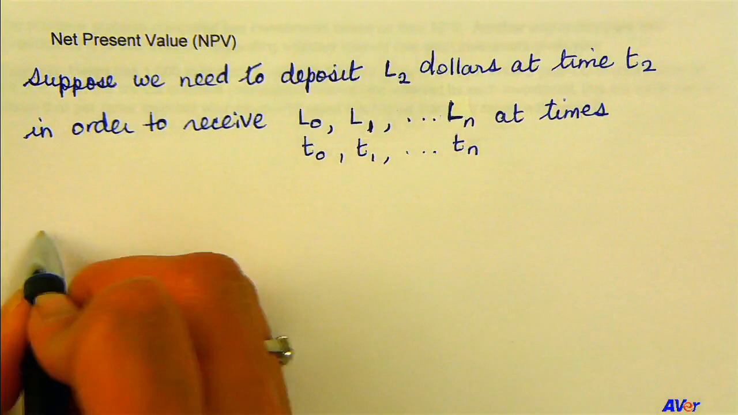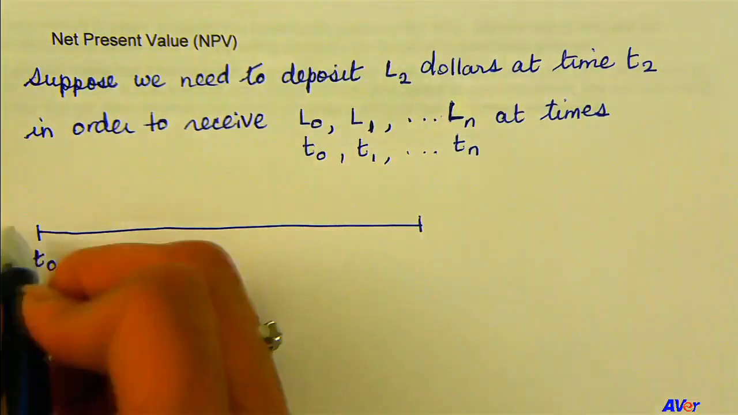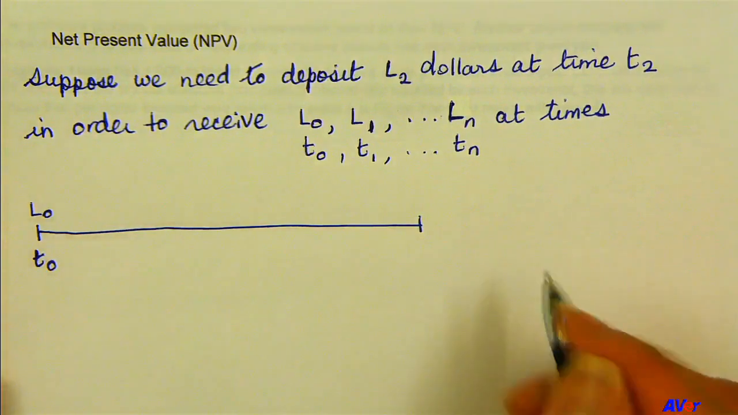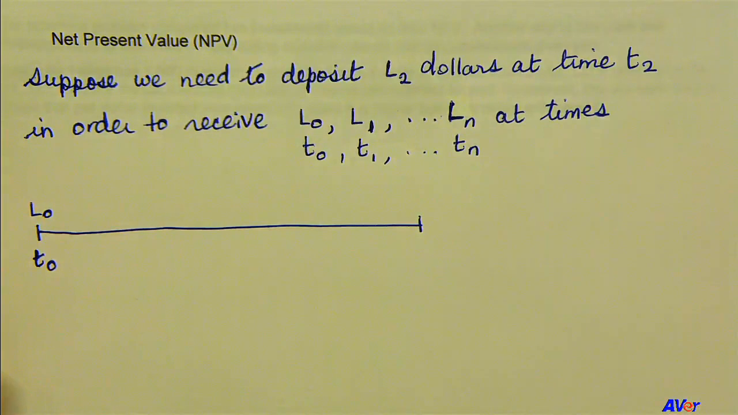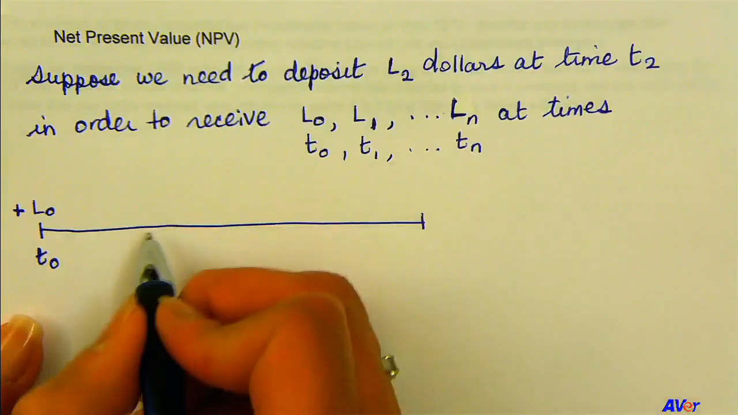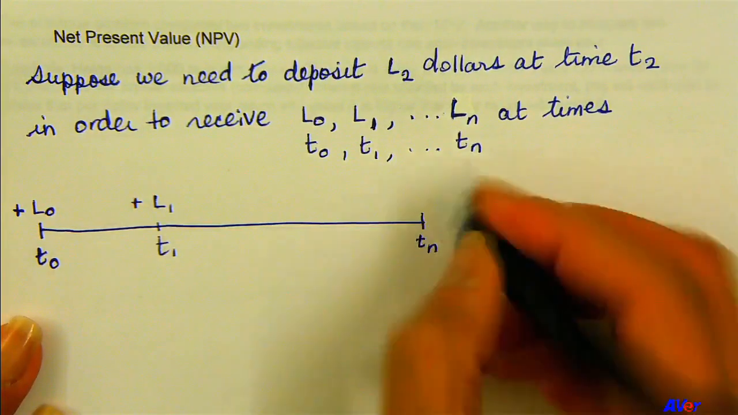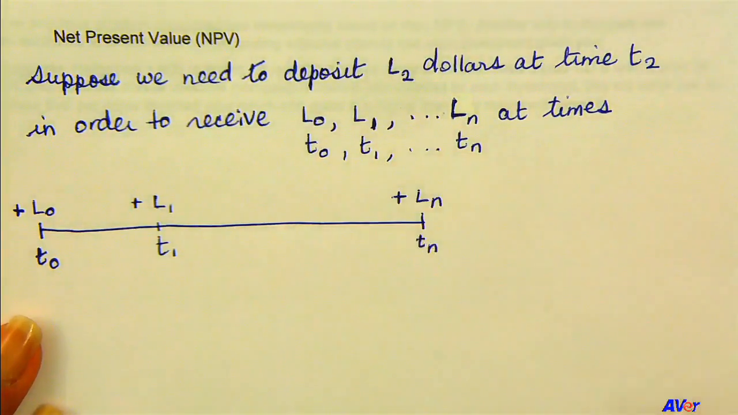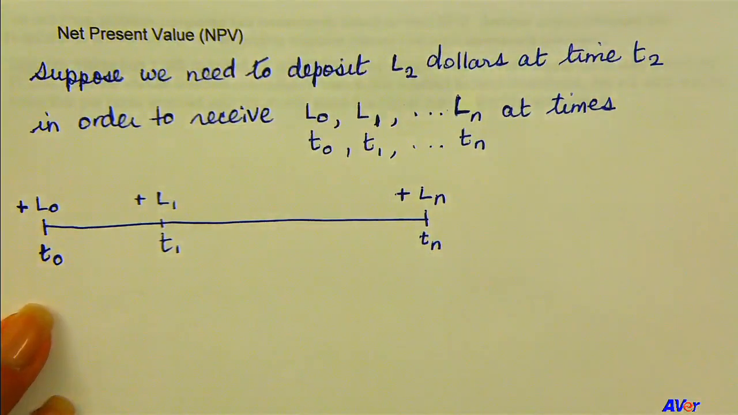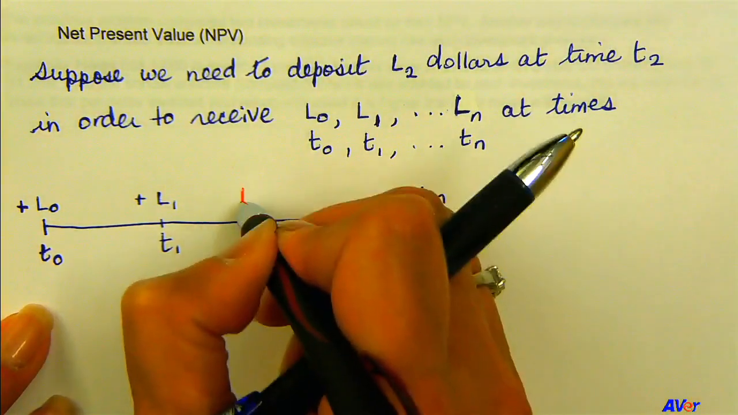So let me draw a picture, a timeline. At time T0, I want to receive L0. Every receipt is positive. Every deposit is negative. If you give away money, it's negative. If you receive money, it's positive. So I want to receive L0, so it's positive. And at T1, I want to receive L1, so it's positive. And this goes on all the way to Tn, where I want to receive Ln, so I write positive Ln at time Tn. And in order to do this, I would need to deposit L2 at time T2.